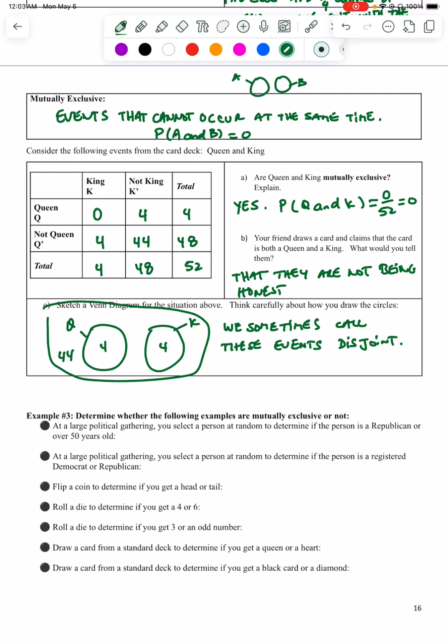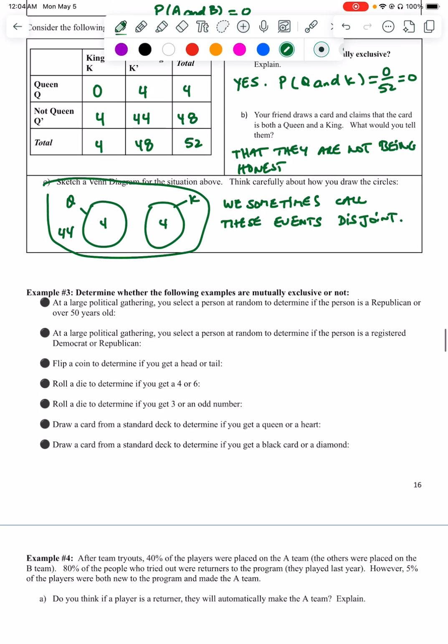Okay, this joint, that means disconnected. Okay, so look at K and Q, they have nothing in common. So example 3, the question says, now determine whether the following examples are mutually exclusive or not. We're going to say ME for mutually exclusive or not ME for not mutually exclusive. Remember, mutually exclusive means they have nothing in common. Not mutually exclusive means they have something in common.